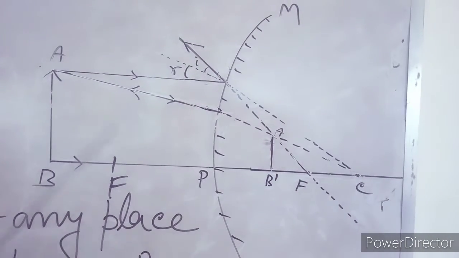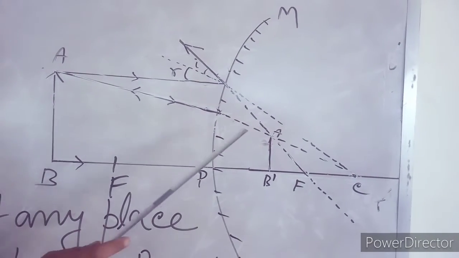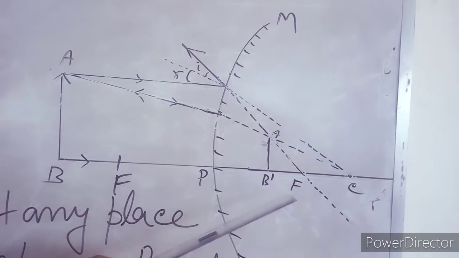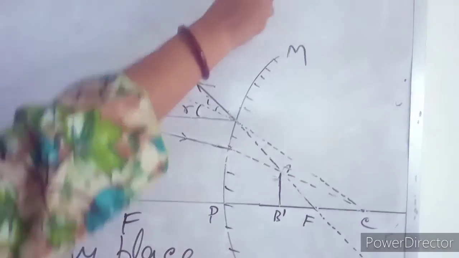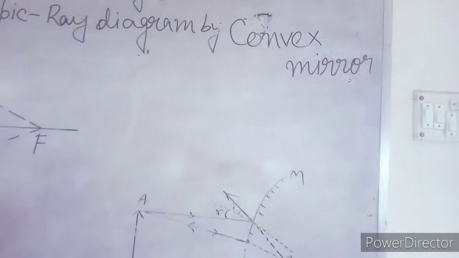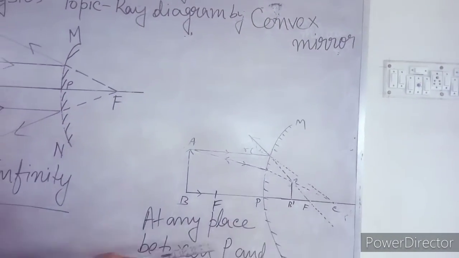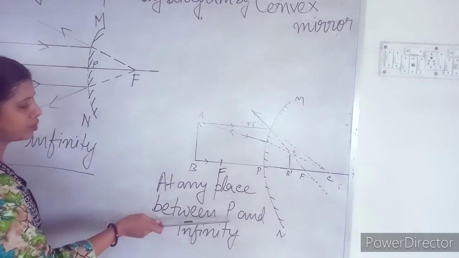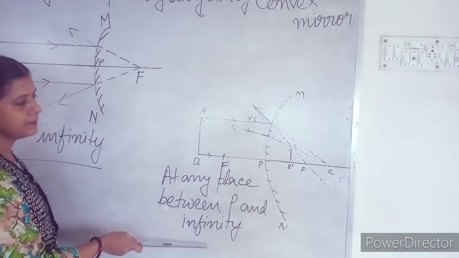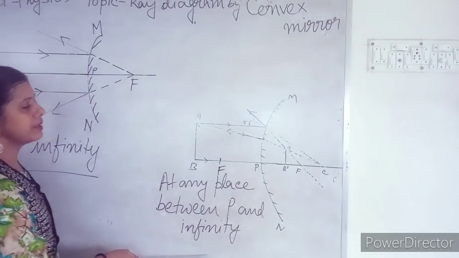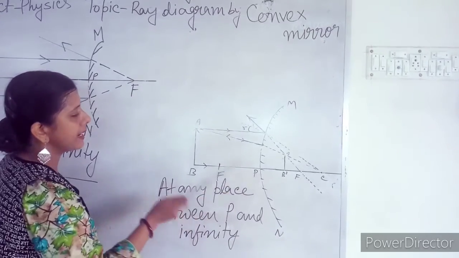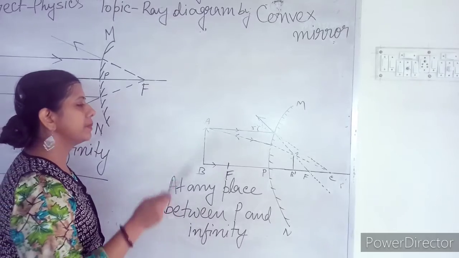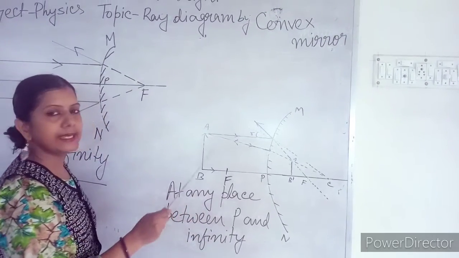It is virtual, it is erect, it is smaller in size, and position is in between P and F. So in case of convex mirror, wherever the object will be in between P and infinity, whatever may be the position of object from P to infinity, in every case the image will be in between P and F. It will be smaller in size, and it will be virtual, and it will be erect.